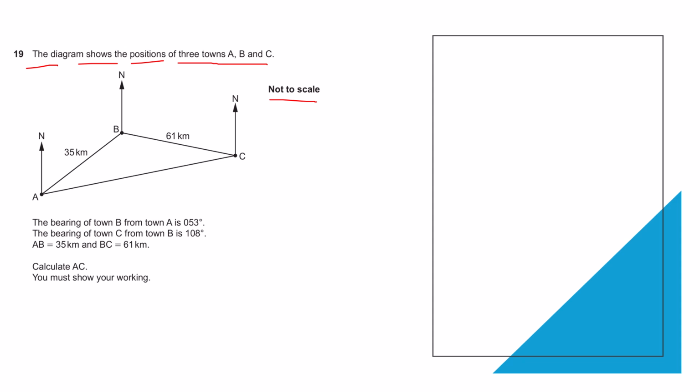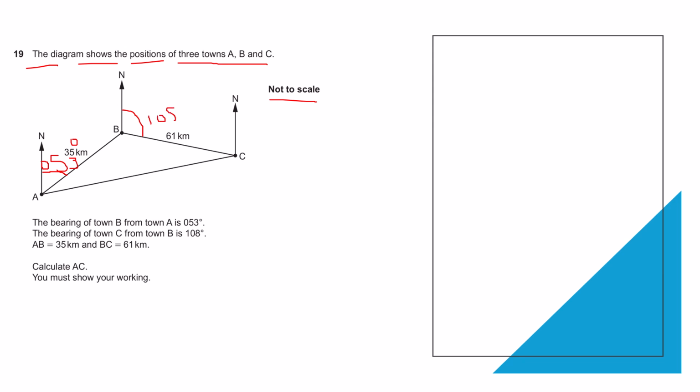So the bearing of town B from A is 53 degrees. Okay, so of B from A, so we start at A and go to B. So that's going to be this angle here, so that's going to be 53 degrees. Sorry, that missed a little zero off. Next part, the bearing of town C from B is 108, so that's going to be this angle here.